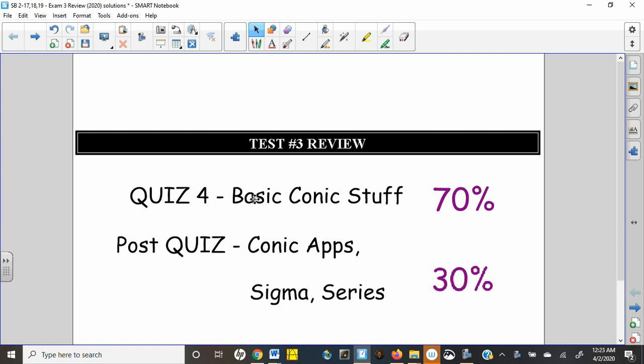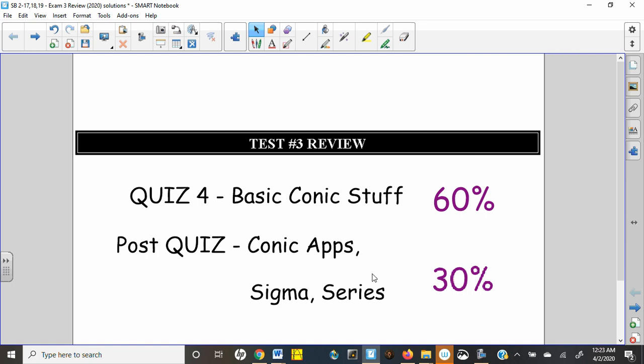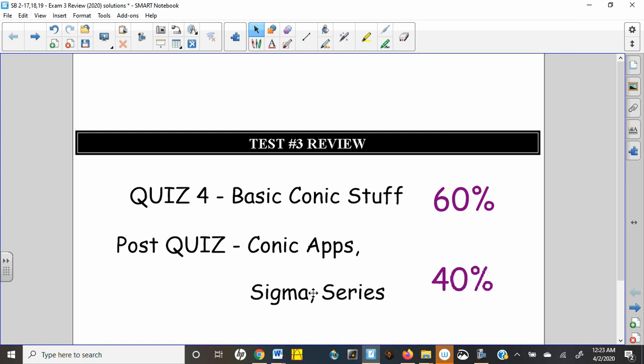Quiz 4, which about half of you came and picked up yesterday, so hopefully going over that is helpful for you, is going to be the bulk of the quiz this Friday. Although when we would give a full exam, it was probably about 70% of the exam. I think it's about 60% of the quiz since you've already been quizzed on that. So about 40% of the quiz is going to be conic section apps, and then some sequences and series.